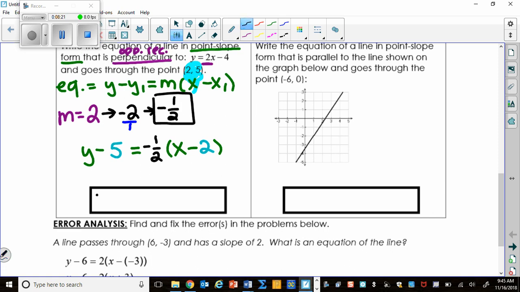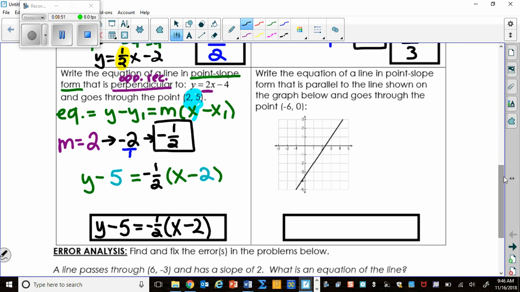So my final equation is y minus 5 equals -1/2 parentheses x minus 2. This is the simplified version of the equation. Okay? If you miss any of these steps, please rewind this section so that you're aware. This is a little bit harder because you are using what you learned in point slope and what you just learned today on parallel and perpendicular lines. Okay? So go ahead and pause this video. You can read the problem for number 4, and then you can check back with my work.